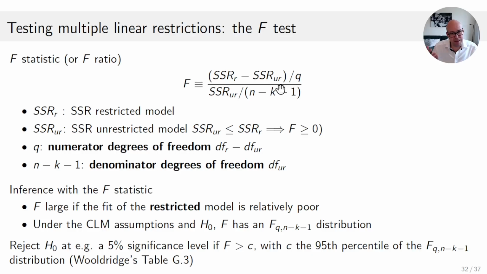And another thing that's of course true is that you can never do better when you have a restricted model than you can do with an unrestricted model. So that's always going to be a positive quantity here. Okay, so we're going to compare essentially these sums of squared residuals to one another, and we do it in a particular way. We calculate this difference, we divide it by the number of restrictions, and we look at this relative to the sum of squared residuals for the unrestricted model divided by the degrees of freedom.